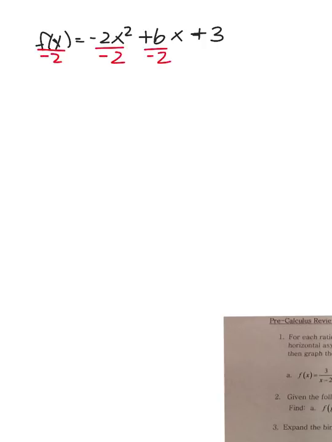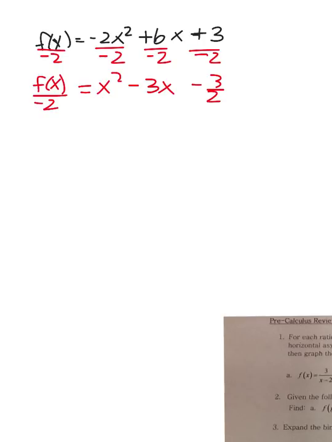All right, so B is f of x is equal to negative 2x squared plus 6x plus 3. So the first thing is I want to divide everything by -2 because my leading coefficient has to be a 1 in order to complete the square. So I have f of x over -2 equals x squared minus 3x minus 3 halves. And you leave it as a fraction. Do not put in a decimal.